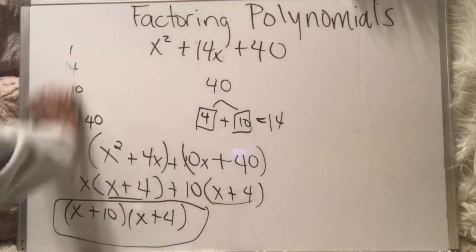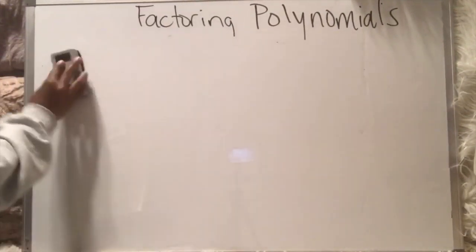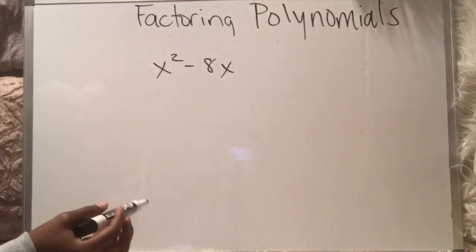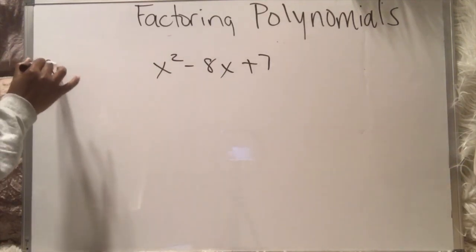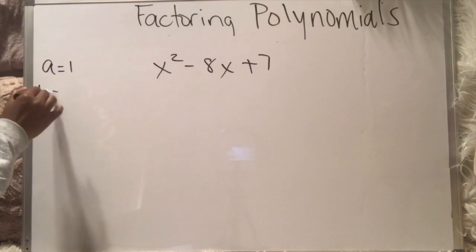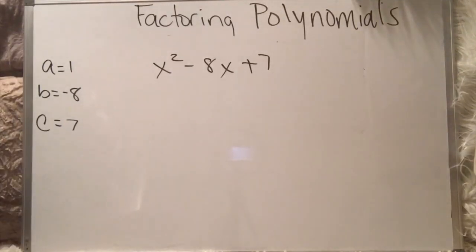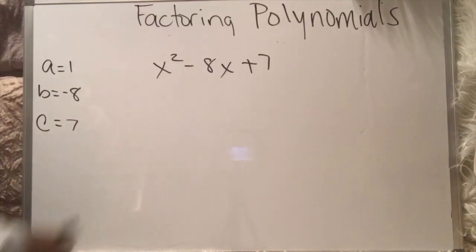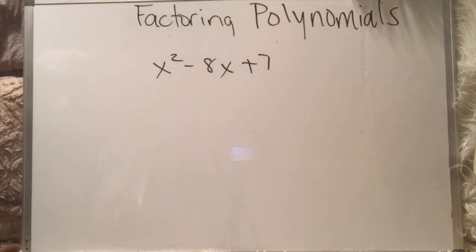I'm going to give you one for you to do on your own. X squared minus 8x plus 7. Pause the video. Try to work this one out on your own. A equals 1, B equals negative 8, and C equals... we have x squared minus 8x. Alright, so this one you're going to do on your own.